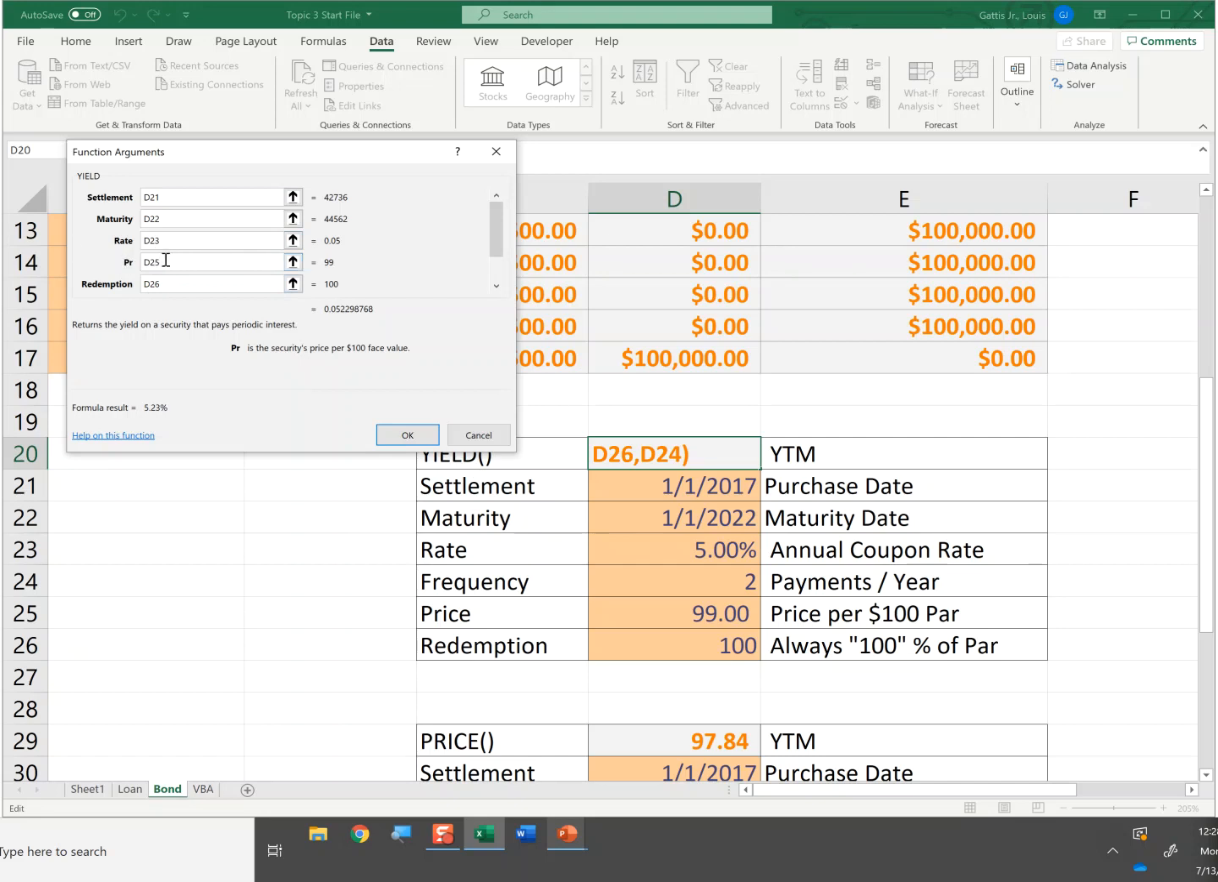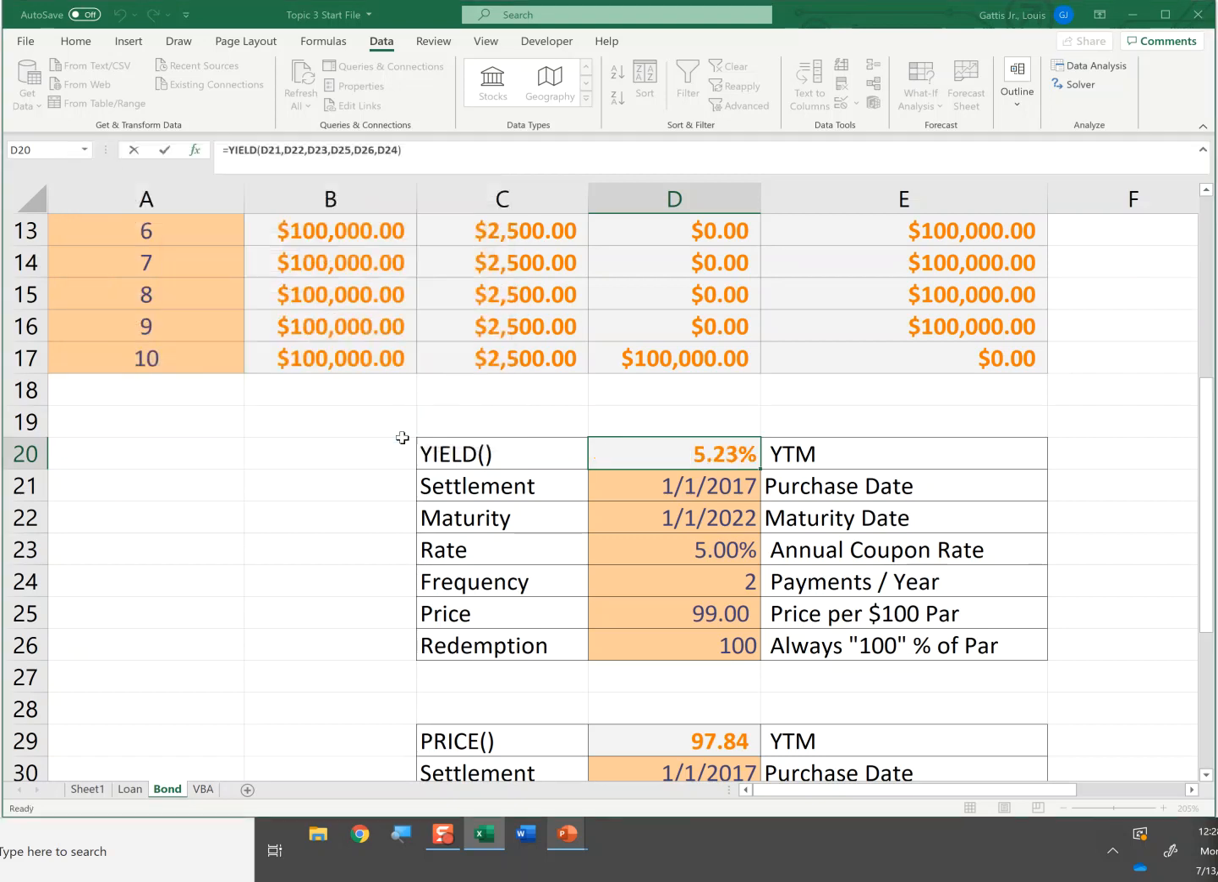So this PR inside the yield function is always going to be a number close to 100. It's not going to be a number, say, close to 100,000 or a million. So I'm going to put in 99. Also in this function, there's something called redemption. Redemption is what percentage of par the corporation pays at maturity. You will always put 100 there. And frequency is the number of payments per year, 2. And that's it. So in this example, this returns a yield of 5.23%.